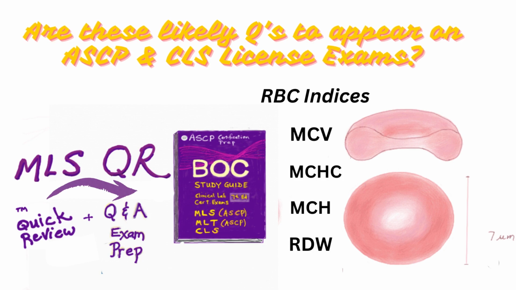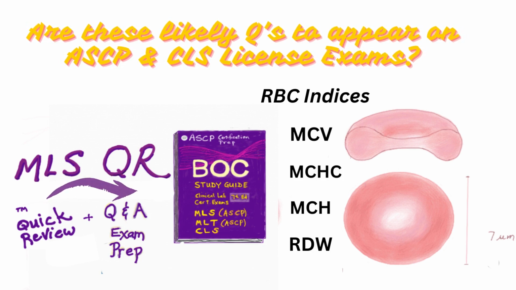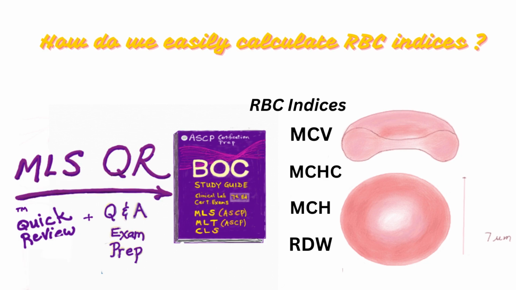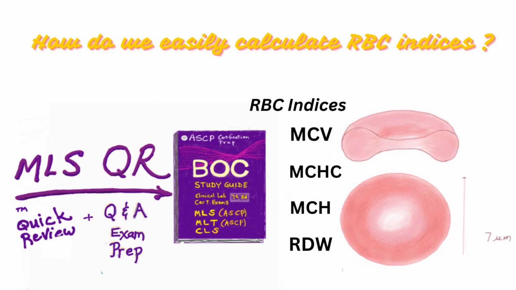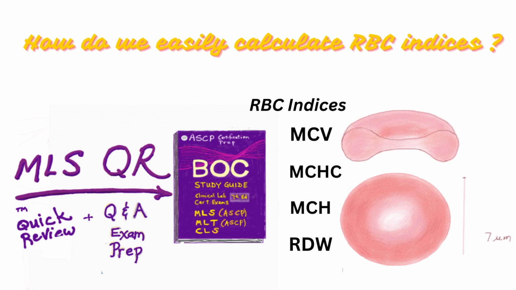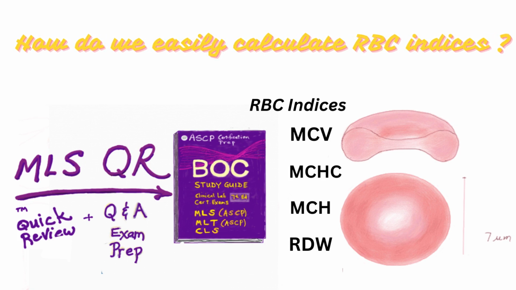There are at least 11 questions in the ASCP study guide for the license exam for the MLS and MLT ASCP exam, and we know they are on the CLS exam. I'll show you four simple equations that can be memorized in several ways to help you calculate RBC indices quickly.